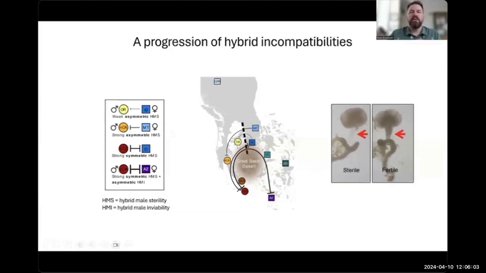So, for example, it's weak and asymmetric hybrid sterility here, and then it's strong symmetric hybrid sterility and also hybrid inviability when we cross beetles from here. And this is a result of what looks like a breakdown in spermatogenesis that occurs in hybrid males, as well as these hybrid males having very long development times and likely would die if they were to occur in nature.